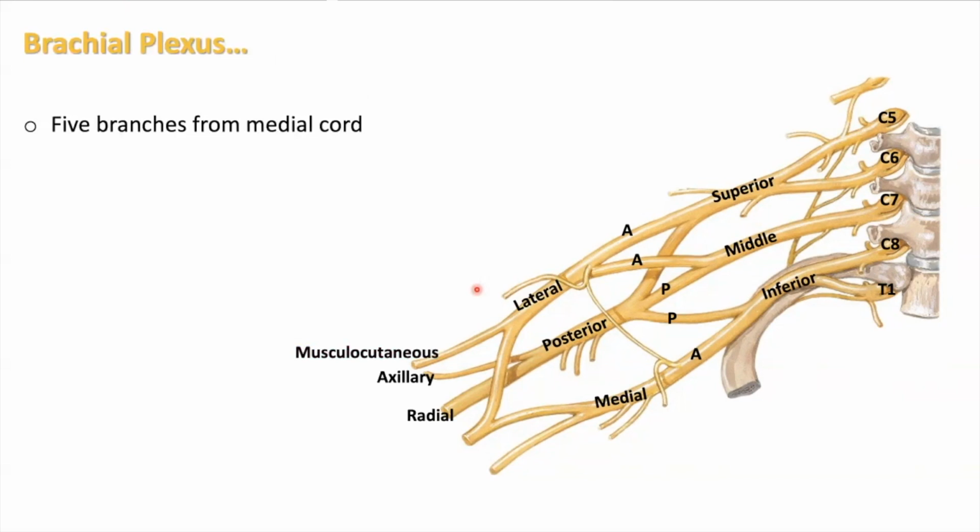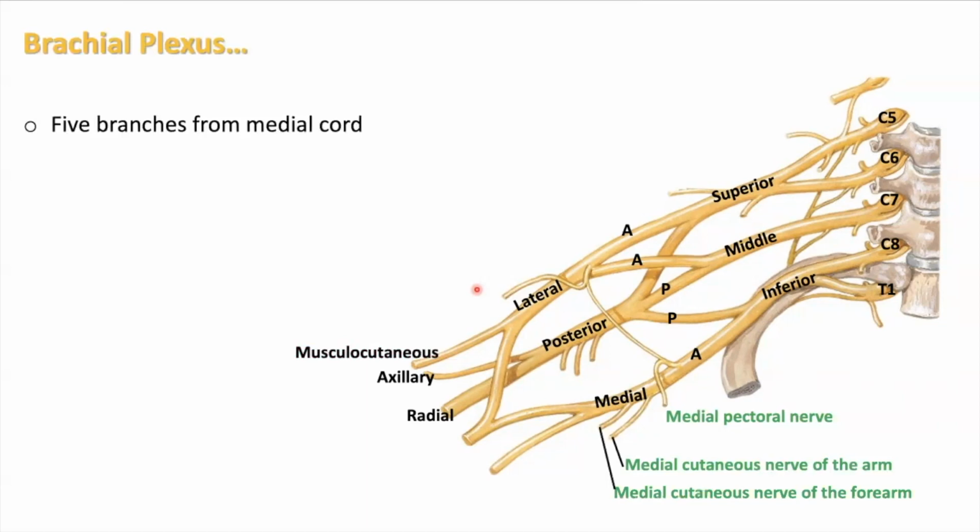And there are 5 branches from the medial cord. We have medial pectoral nerve, medial cutaneous nerve of the arm, and medial cutaneous nerve of the forearm. These cutaneous nerves are sensory nerves, they supply skin. And we have ulnar and part of median nerve. So medial cord has 5 branches, 3 side branches and 2 terminal branches.